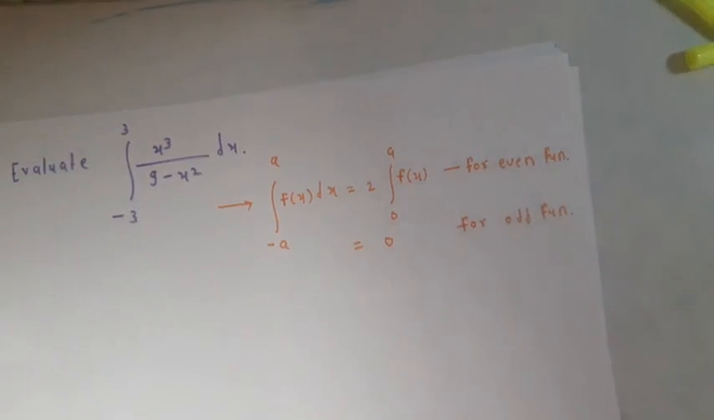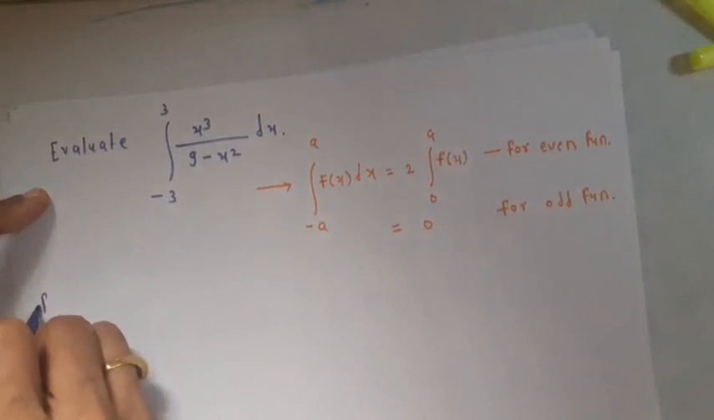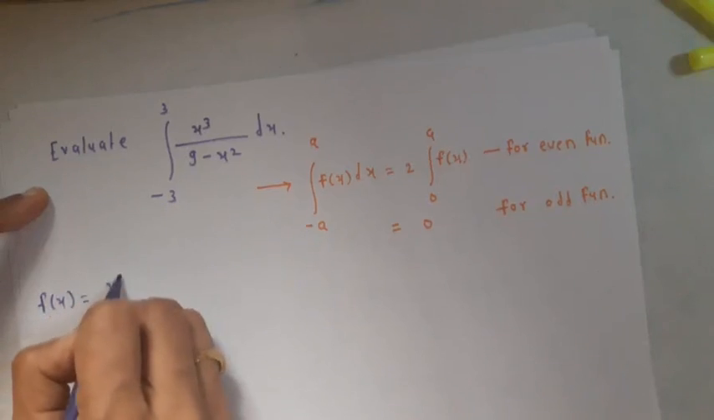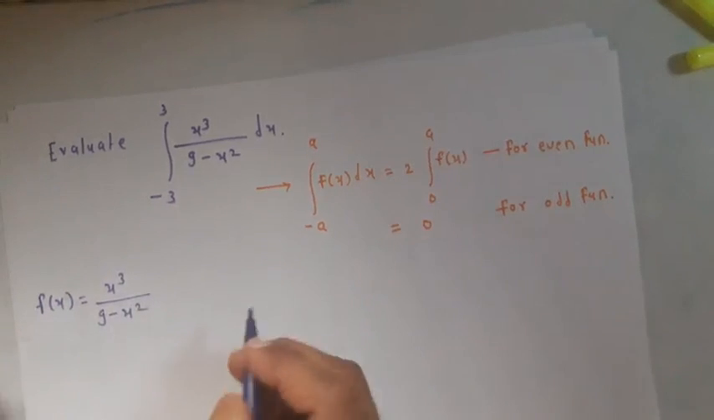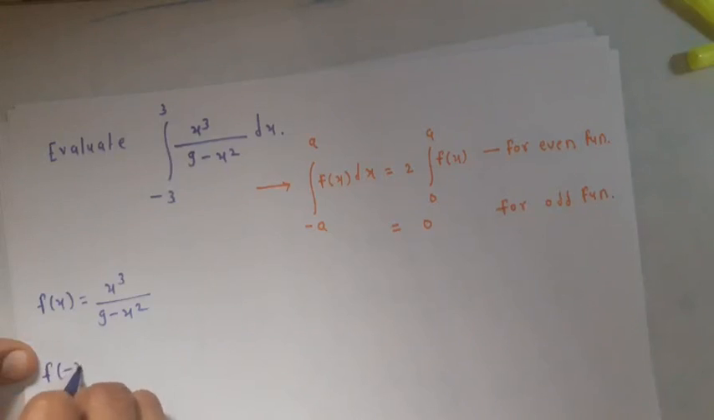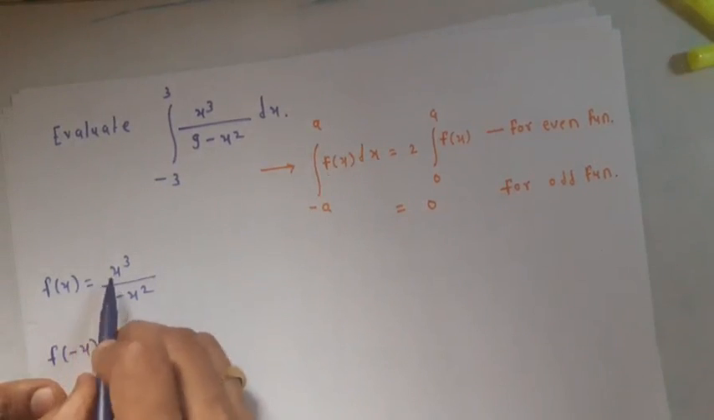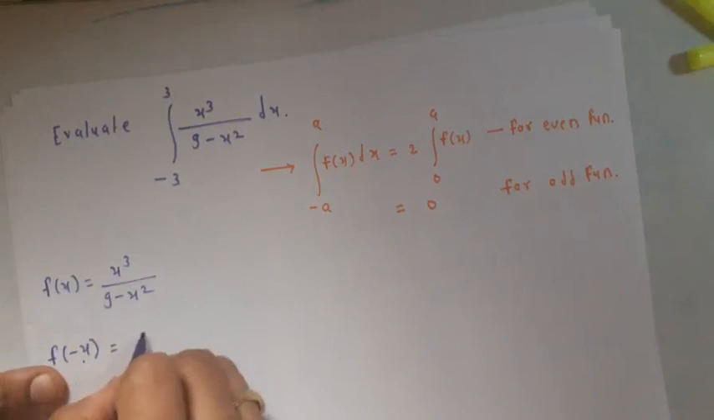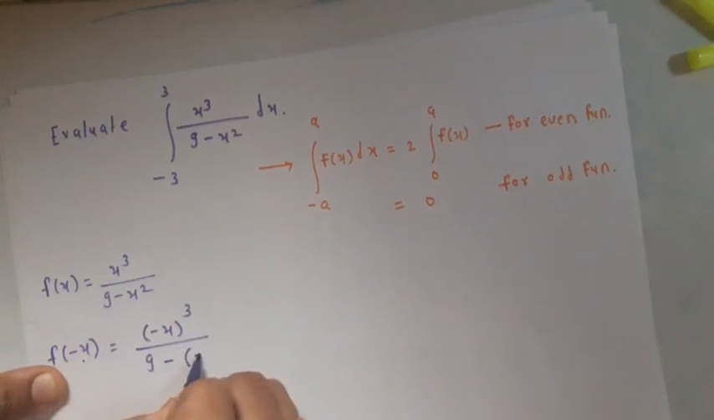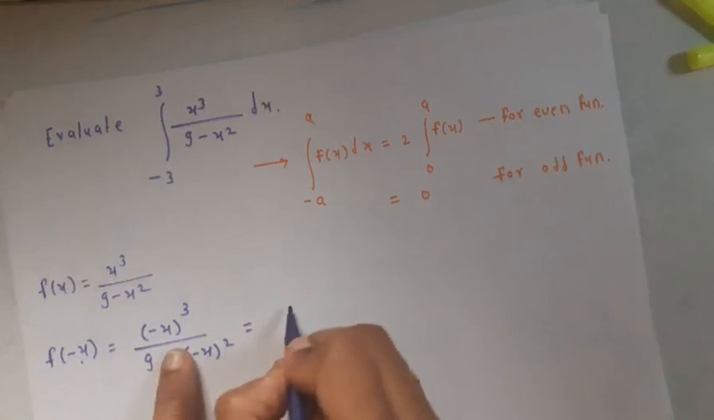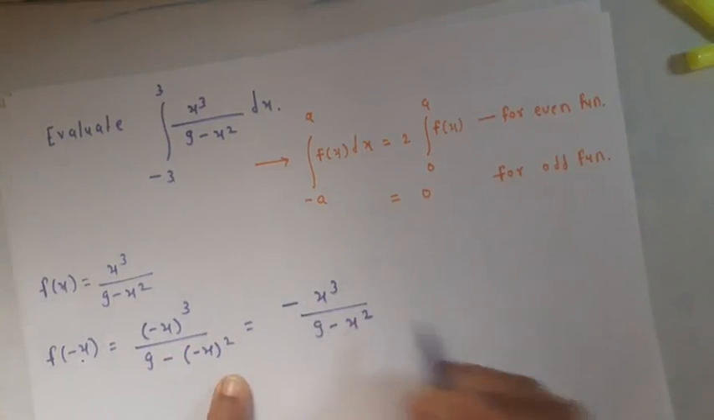Okay students, so let us check whether the function is even or odd. The function is f of x equals x cube upon 9 minus x square. Let us consider the function. Now let us find f of minus x. F of minus x equals, put the value of x equal to minus x, that is minus x raised to 3 upon 9 minus x square, and this is minus x raised to 3 upon 9 minus x square.